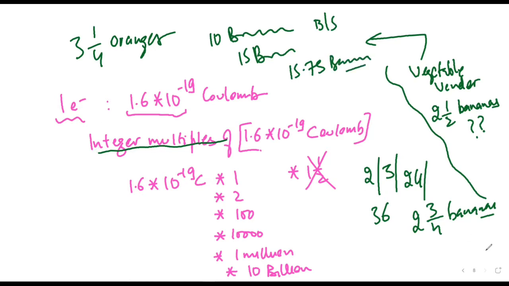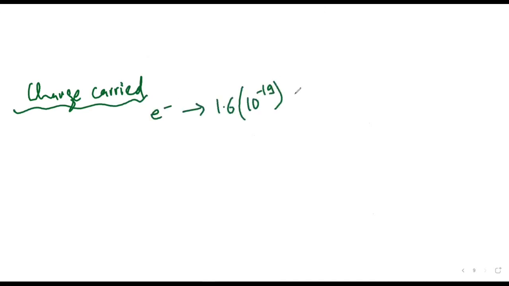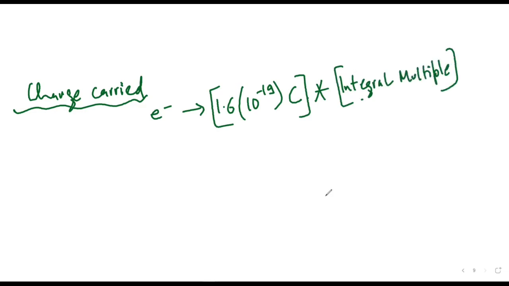Yes, sir. Similarly, Mr. Satya, what I'm trying to tell you is that the charge is always carried by electrons, and one electron can carry a charge of 1.6 into 10 to the power minus 19 coulomb. So you can have charge only in integer multiples, or integral multiples, of this quantity. Mr. Satya, is it making sense now? Yes, sir.